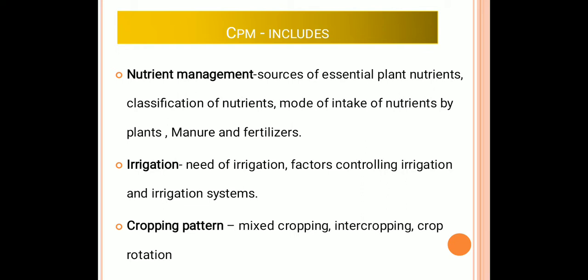Next, why we need irrigation, what are the factors that control irrigation, and what are the irrigation systems that are followed in India. These are the things we are going to discuss in these classes. Then the next one, cropping pattern: mixed cropping, intercropping, then crop rotation. These are the things we are going to discuss in this class.